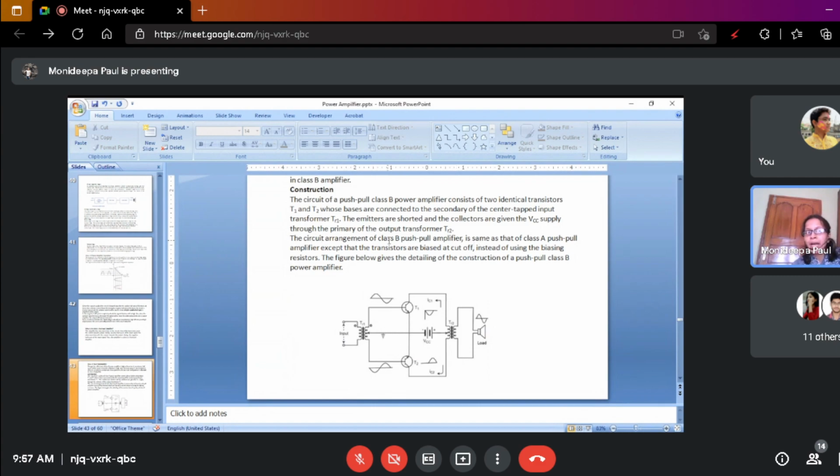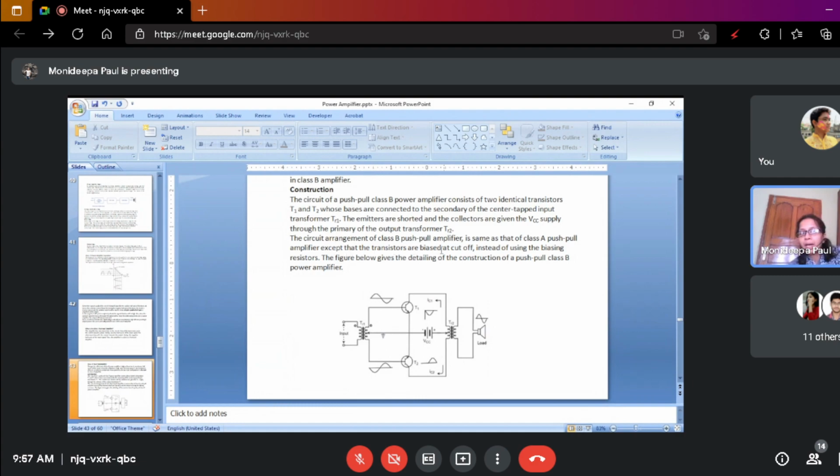The circuit arrangement of the class B push-pull amplifier is the same as that of the class A push-pull amplifier, but the class A push-pull amplifier is not in your syllabus. If you are interested, you can go through the book and study it, but in your syllabus, the class A push-pull amplifier is not present.